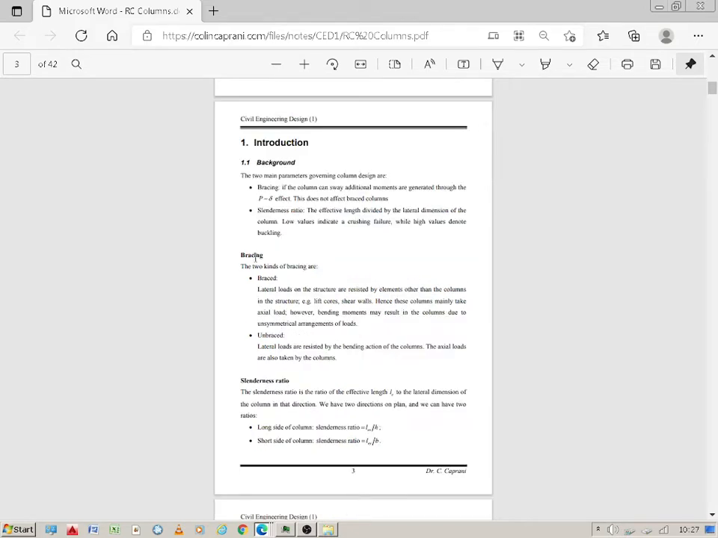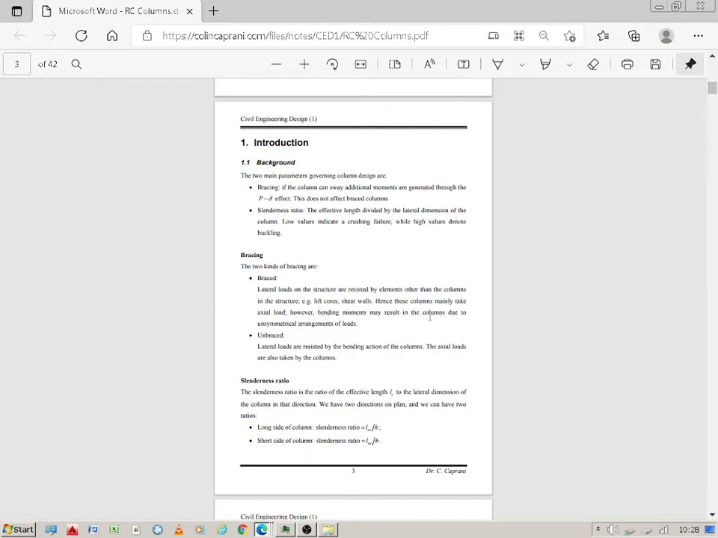So in terms of the bracing, what it really means here is that there's two kinds of definitions of bracing. First one is braced, so you could have lateral loads on the structure resisted by elements other than columns in the structure, i.e. lift cores, shear walls, maybe even sometimes diagonal bracing in steelwork. You could also have any other system except for the columns themselves. Hence, these columns mainly take axial load.